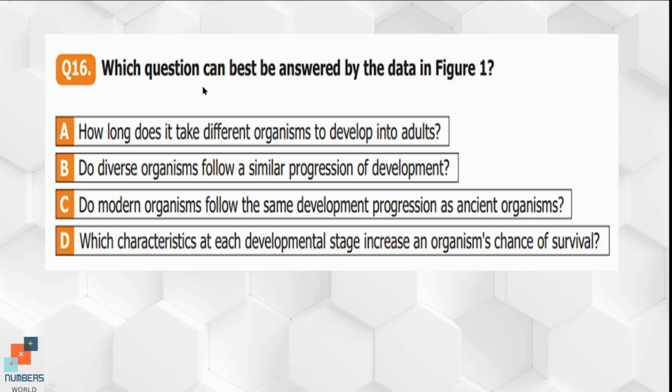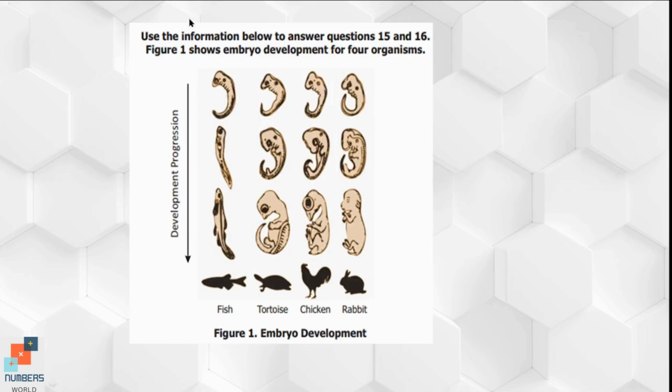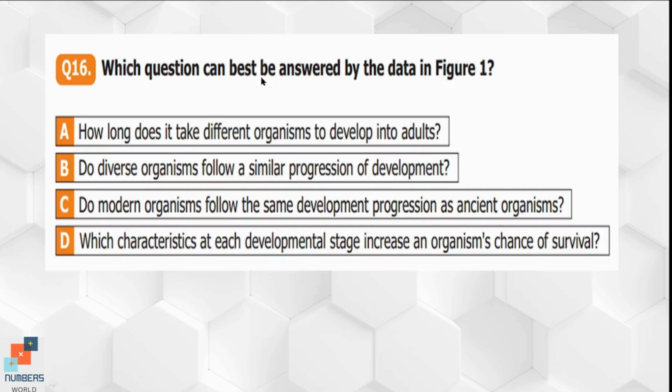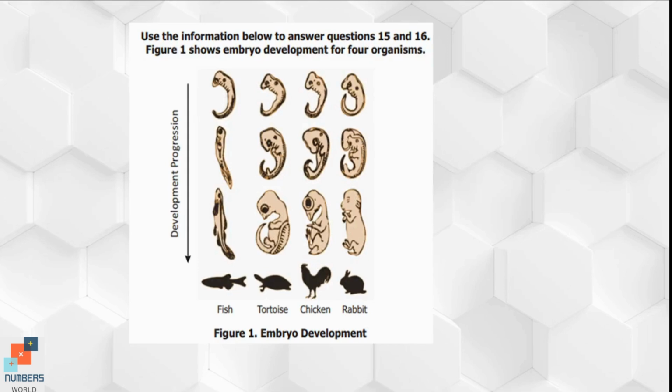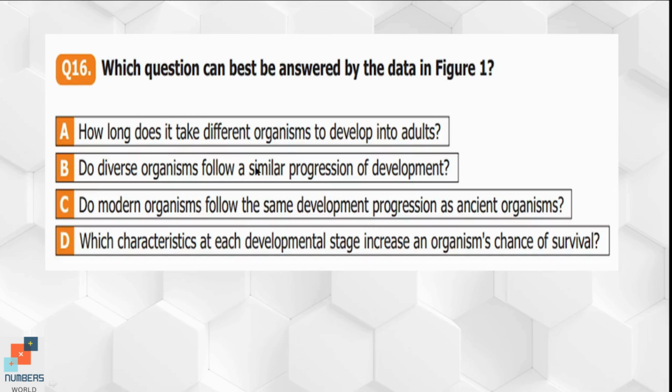Question number 16. Which question can best be answered by the data in figure 1? Option A. How long does it take different organisms to develop into adults? So if we look at the picture, no such timeline is given to us. So option A is not right. Option B. Do diverse organisms follow a similar progression of development? So if we look at figure 1, we are observing the development progression of four different types of animals or organisms. So option B can be our suitable question, but let's read options C and D as well.